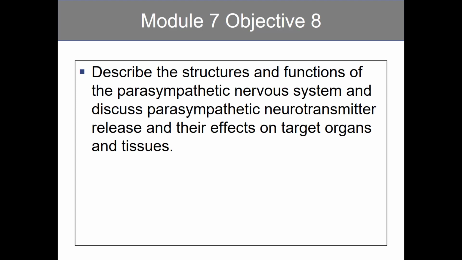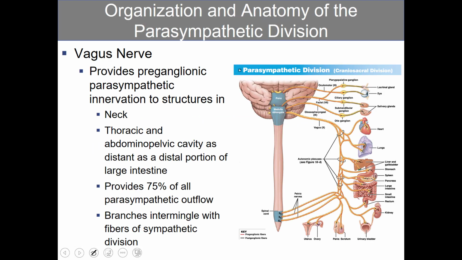Module 7, Objective 8: describe the structures and functions of the parasympathetic nervous system and discuss parasympathetic neurotransmitter release and their effects on target organs and tissues.